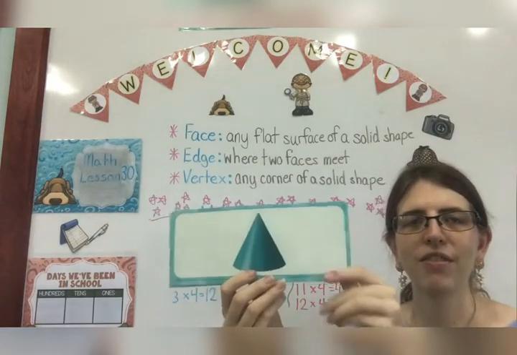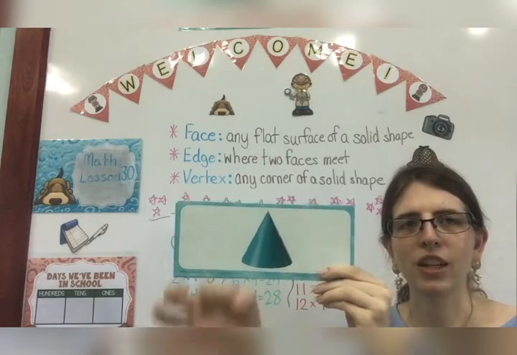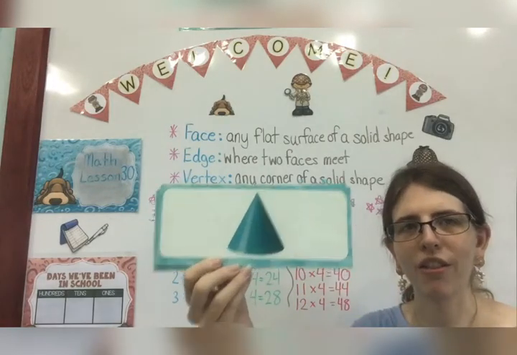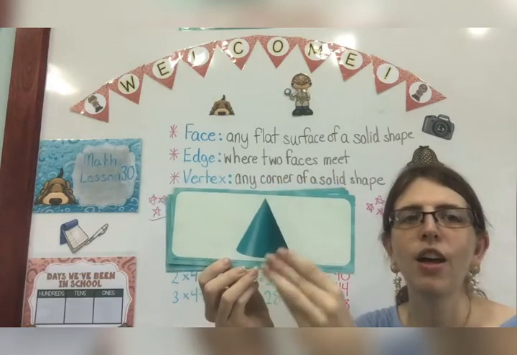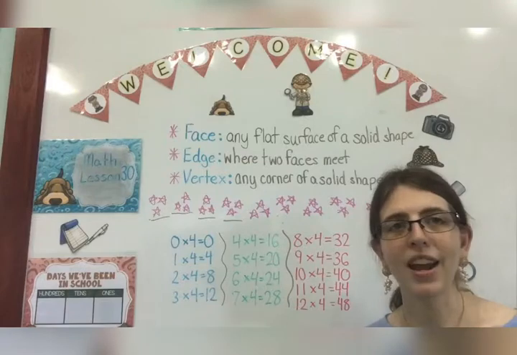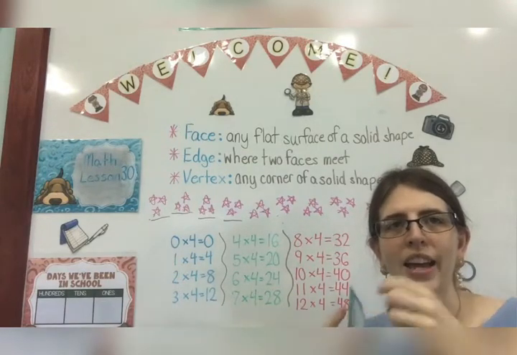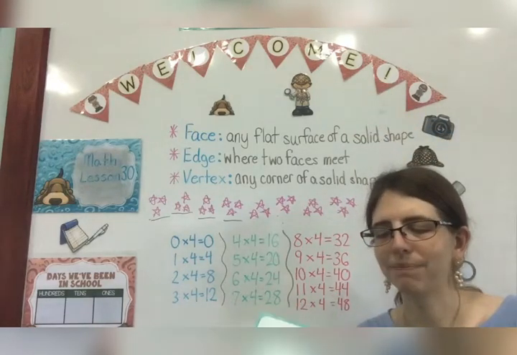Now we have this shape that's round on the bottom, but it's like a triangle because it goes up to one point at the top. We call this a cone. Cone. Just like an ice cream cone. It's round on one side and then goes up to a tip, goes up to a point.